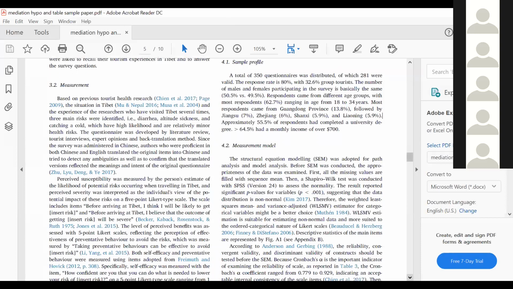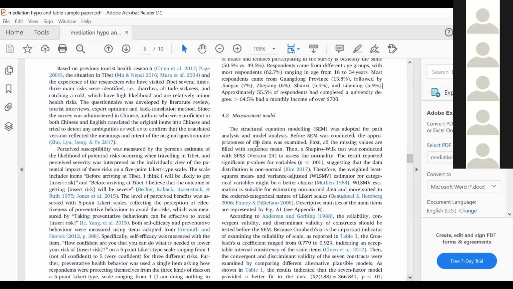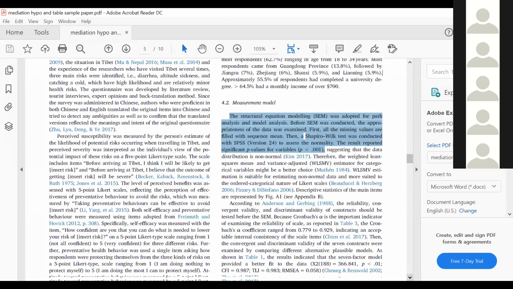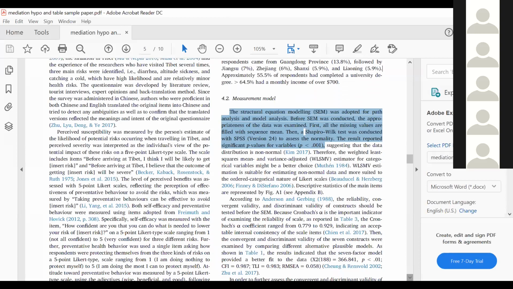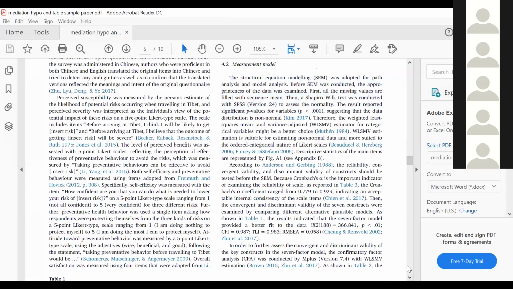Just look at the chapter. It has started. Just look at this line. There's a number, p value less than 0.001. Let me go to the paragraph again. 0.92 CFI value, TLI value, X, Y, Z.